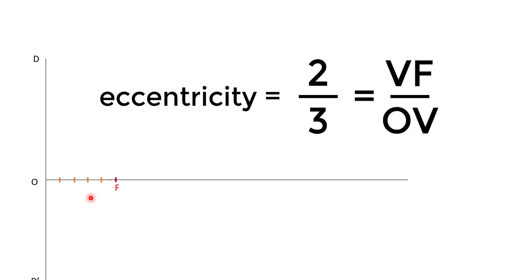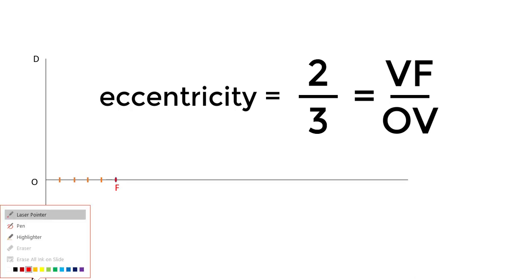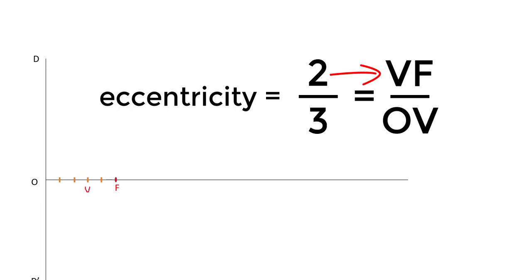Like this. And after that, one of the points is our vertex. So how to find out which one is the vertex? If you look at the eccentricity, which is 2 upon 3, that will be equal to VF upon OV. So this tells you that your vertex is at the second division from F or it is at the third division from O. So second division from F, here we will locate our vertex.